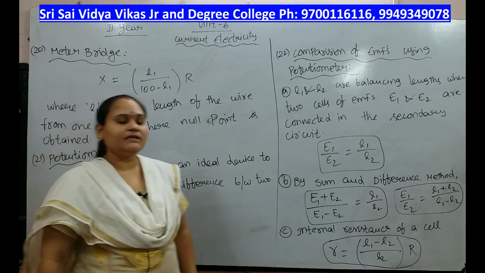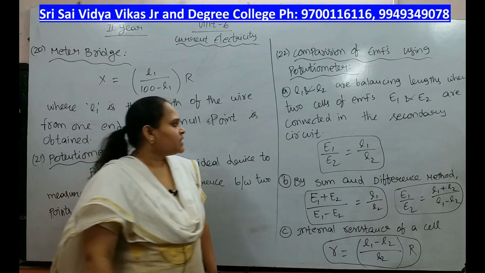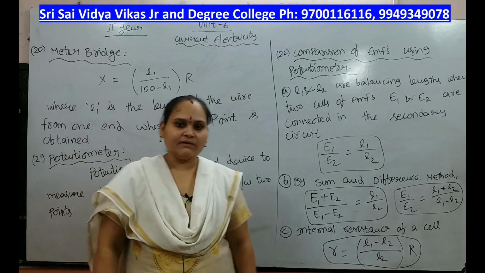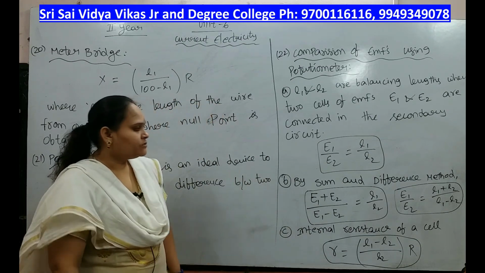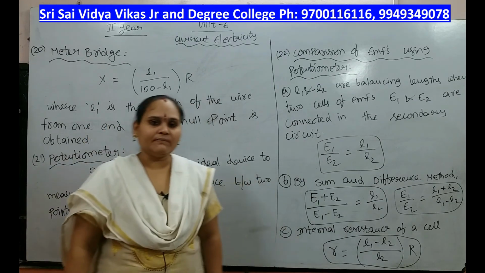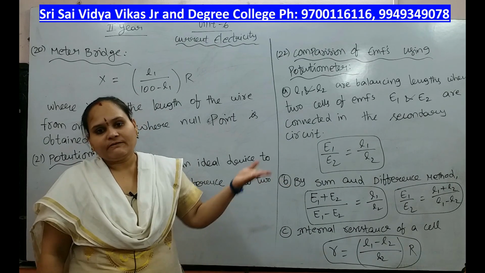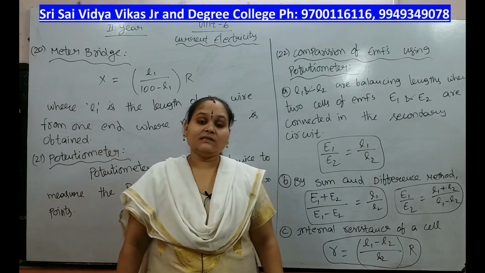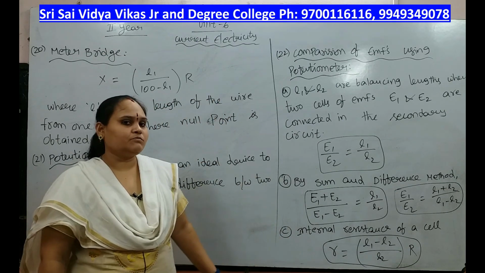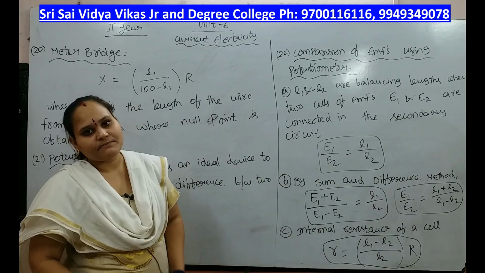Here L1 and L2 are the two lengths of the wire, and E1 and E2 are the EMFs connected in the secondary circuit. Then E1 by E2 equals L1 by L2. By the sum and difference method, (E1 plus E2) by (E1 minus E2) equals L1 by L2. Similarly, E1 by E2 equals (L1 plus L2) by (L1 minus L2). This is the sum and difference method. And next, the internal resistance of a cell is calculated: small r equals (L1 minus L2) by L2 into capital R.